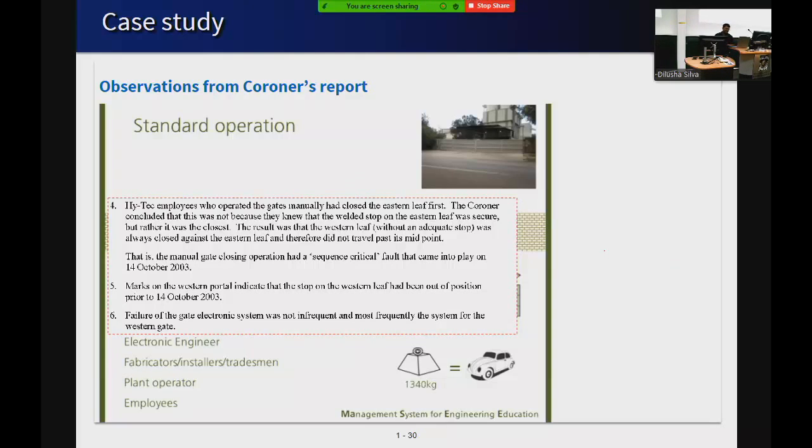High-tech employees who operated the gates manually had closed the eastern leaf first. So only one of the leaves had actually come off. The coroner concluded that it was not because they knew that the welded stop on the eastern leaf was secure. So they had randomly used the eastern leaf a few times and it had been okay because there was a welded stop, which looks like the stop was unintentional. The result was that the western leaf was always closed against the eastern leaf and therefore did not travel past its midpoint until this one time.